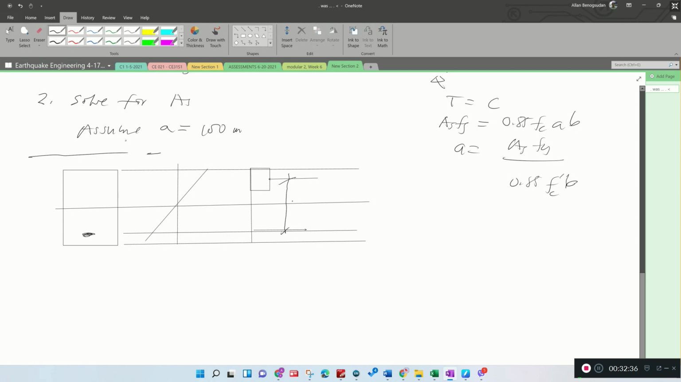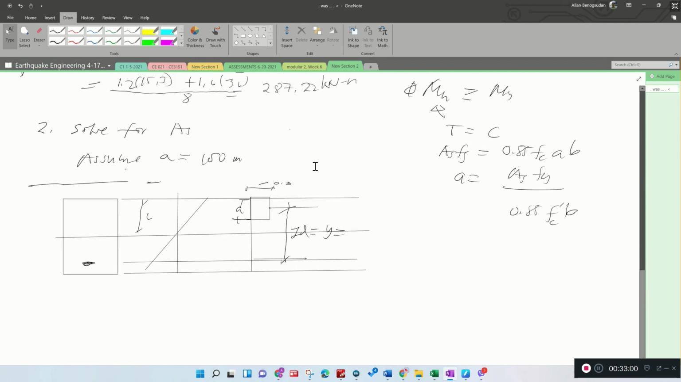So this one is your d, for example, or you can say this one is y or whatever. This one is usually your c. That was your c. This one is your a. This one is your 0.85 f'c a, and this one is your b. That's why you have this one here.